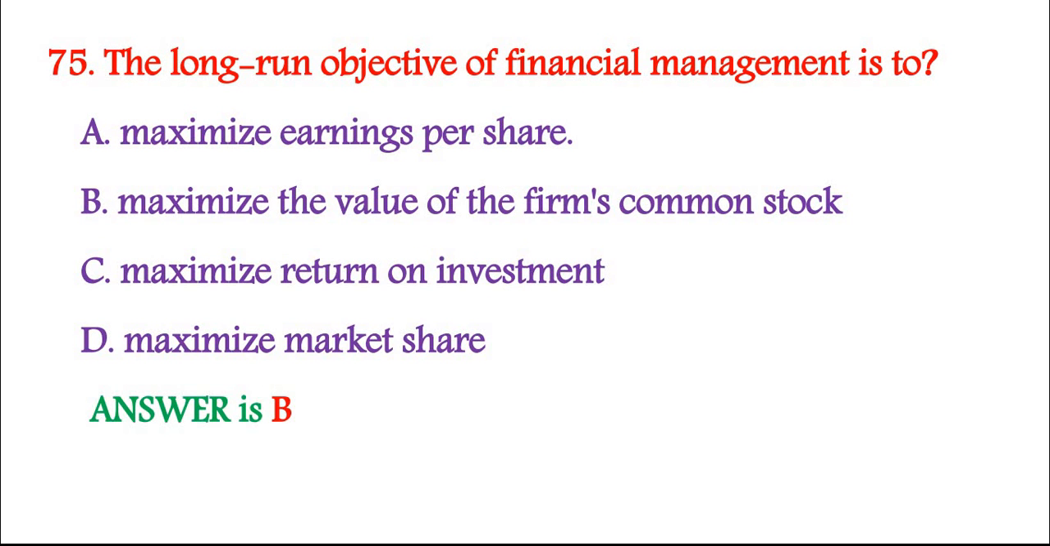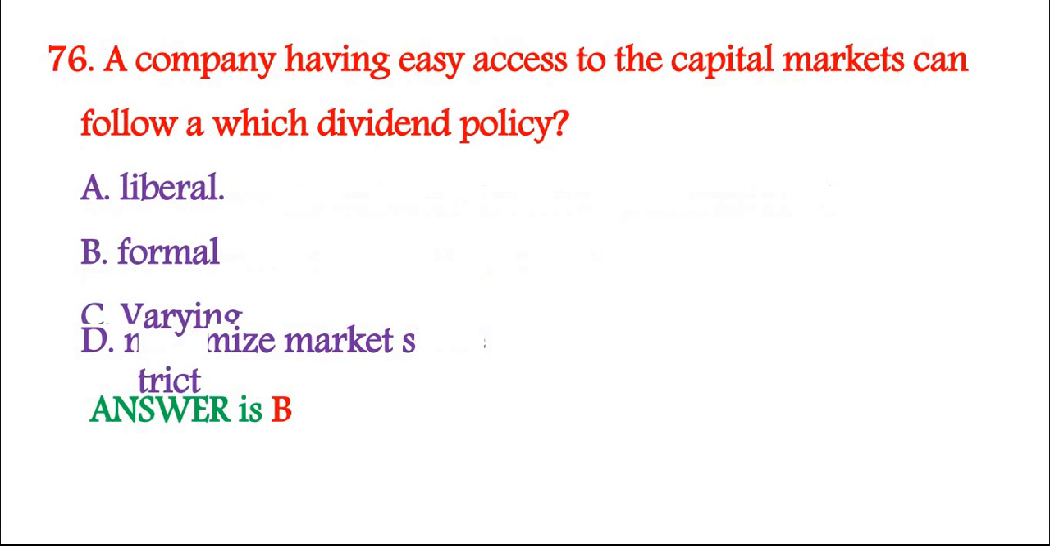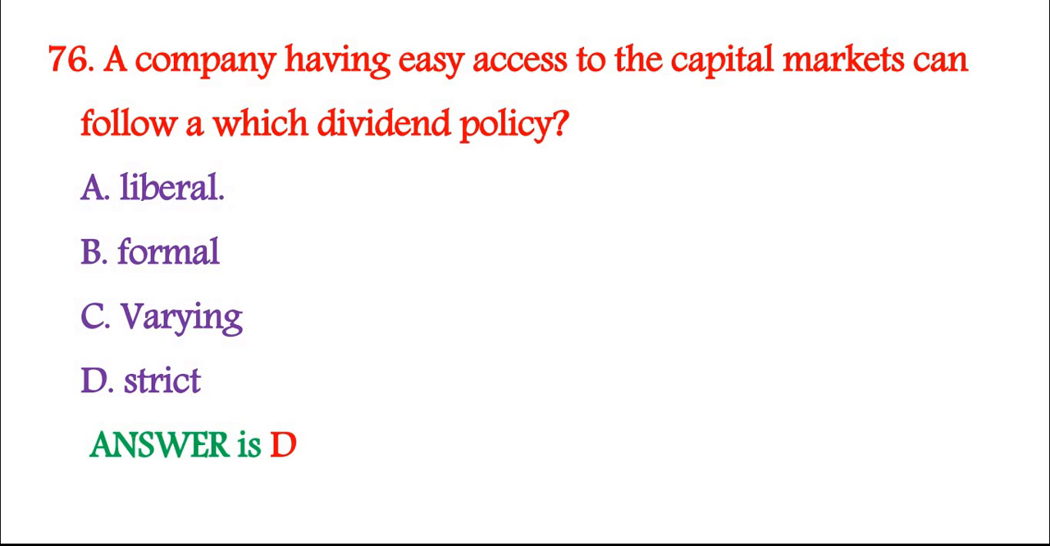75. The long-run objective of financial management is to? A. Maximize earnings per share, B. Maximize the value of the firm's common stock, C. Maximize return on investment, D. Maximize market share. Answer is B. 76. A company having easy access to the capital markets can follow a which dividend policy? A. Liberal, B. Formal, C. Varying, D. Strict. Answer is D.